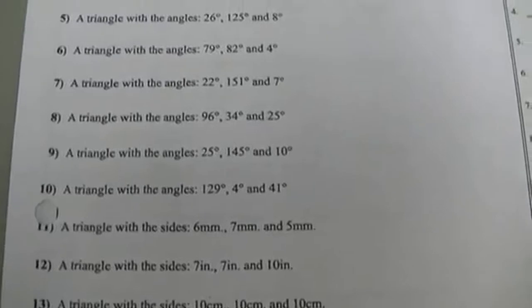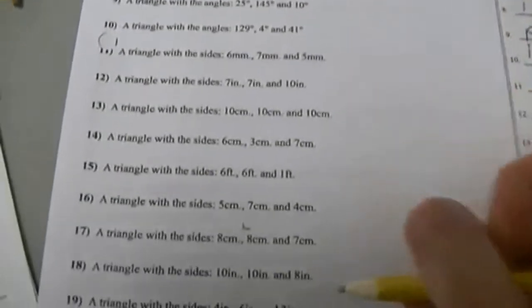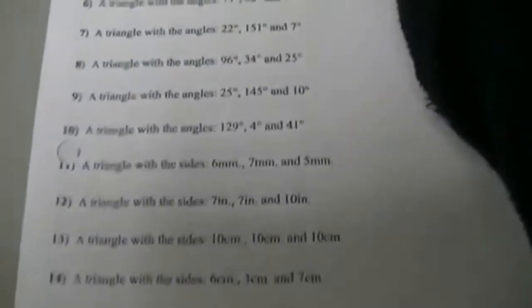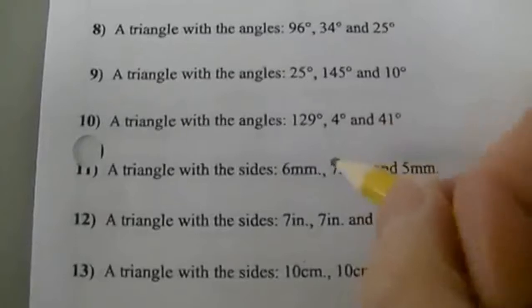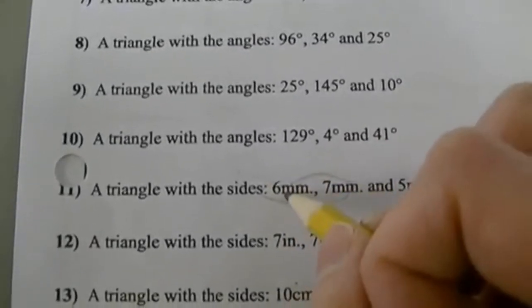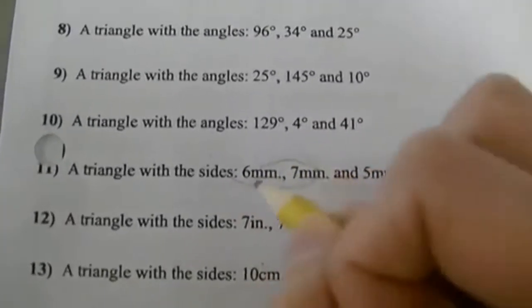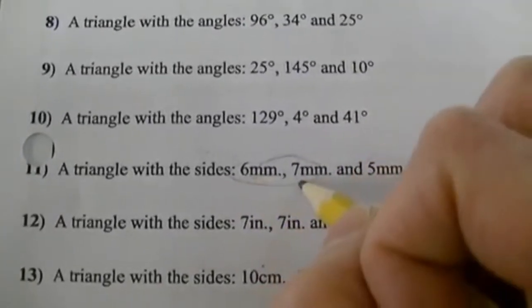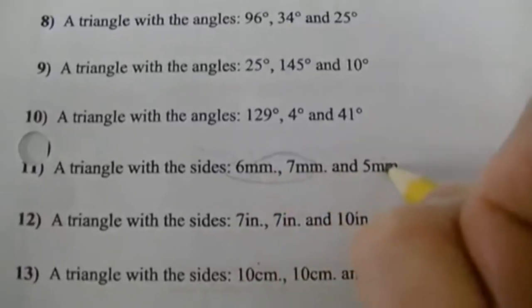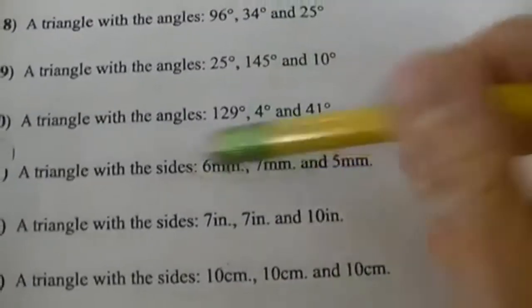Okay? All right, now from 11 through 20, that's where you have to mess with those side lengths. So I'm going to go ahead and add this plus this, and I'm just going to show you how to do it. 6 plus 7 is 13. Those 2 added together is bigger than that, so that's good. Okay, let's try a different combination.